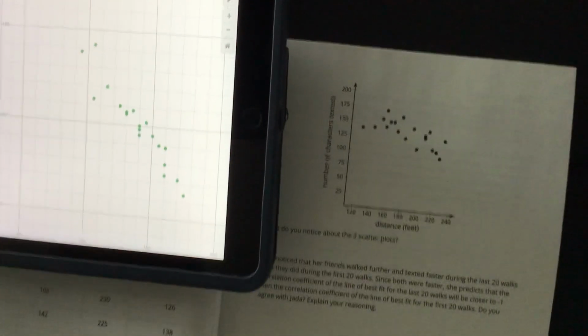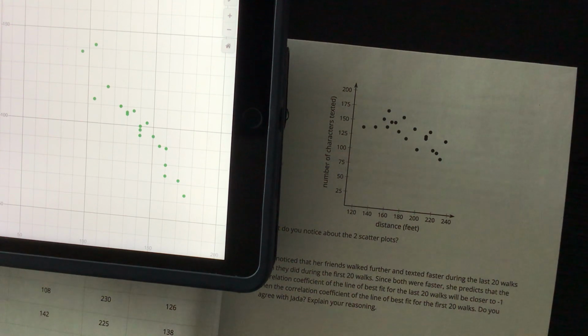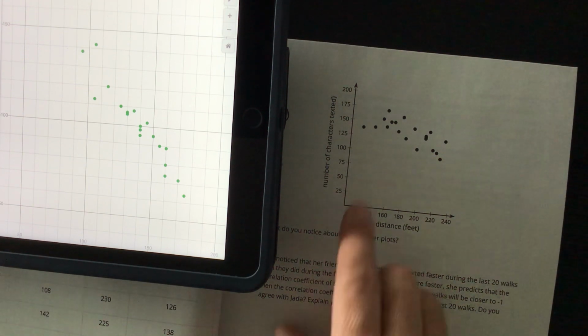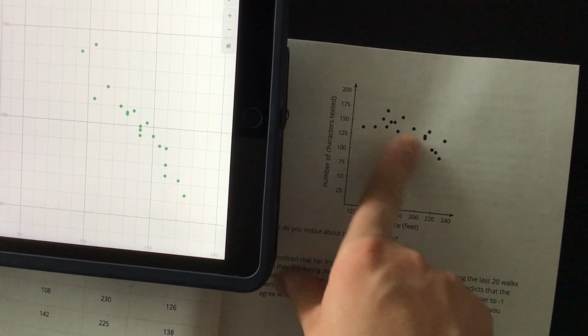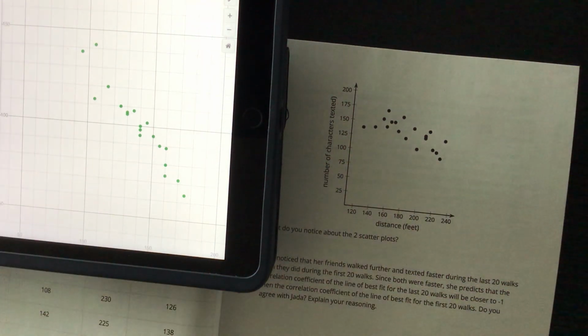Question number 2. Jada noticed that her friends walked further and texted faster the last 20 walks than they did the first 20. Since both were faster, she predicts that the correlation coefficient of the line of best fit for the last 20 walks will be closer to -1. Do you agree that this one will be closer to -1 than this one? No. I disagree as well.